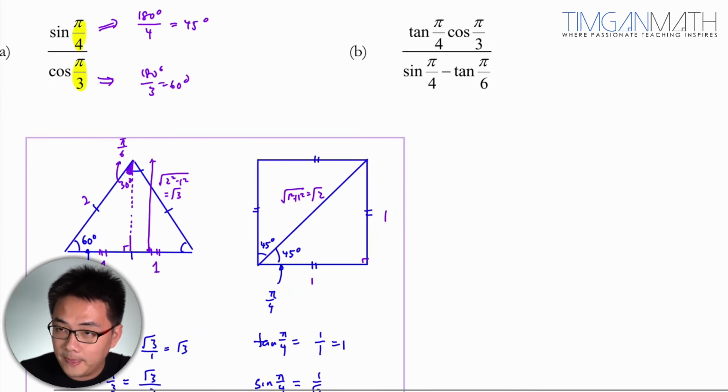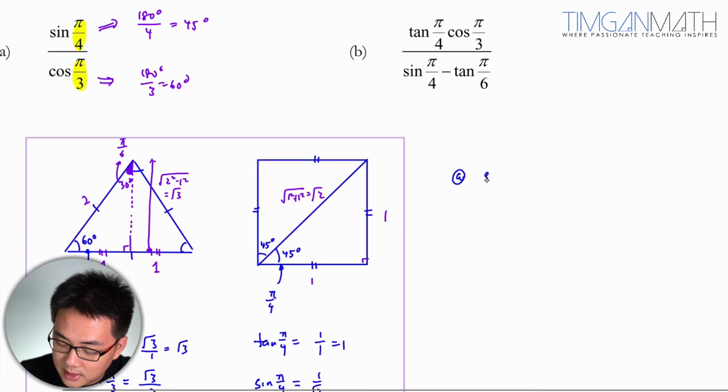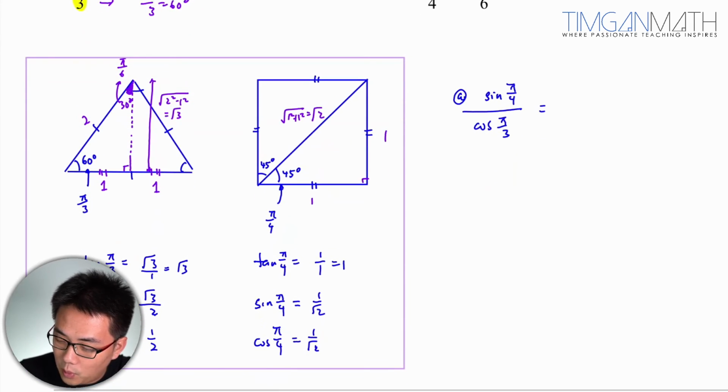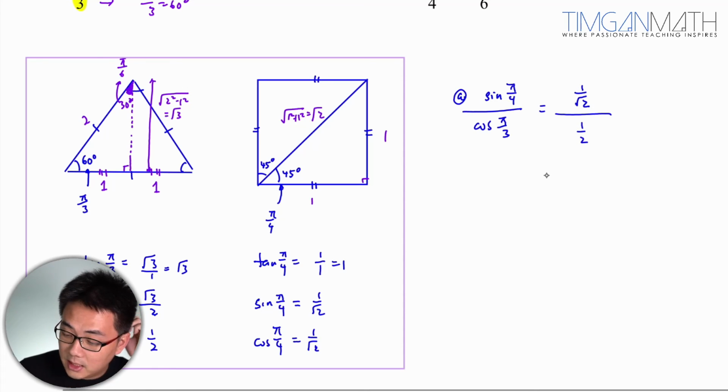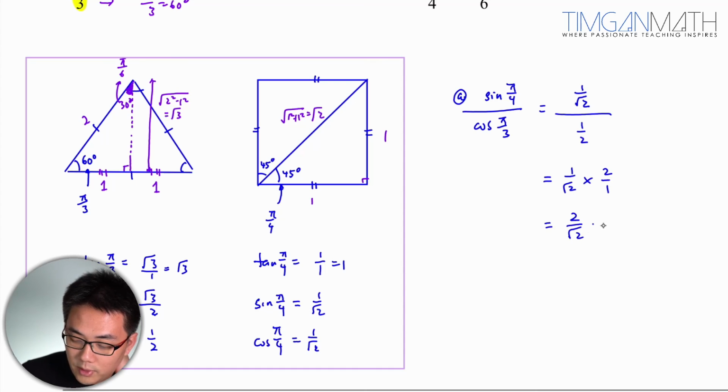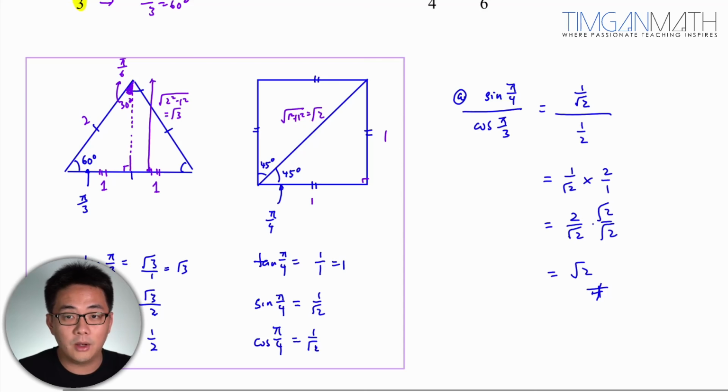So for A, if you are told to find sine pi over 4 over cosine pi over 3, you know sine pi over 4 will be 1 over root 2, over cosine pi over 3, which will be half, right? So in this case, what we're going to get is 1 over root 2 times 2 over 1, which is actually 2 over root 2. Rationalize the denominator, we all know this, this would be root 2. Right, so this is how you do the first part.